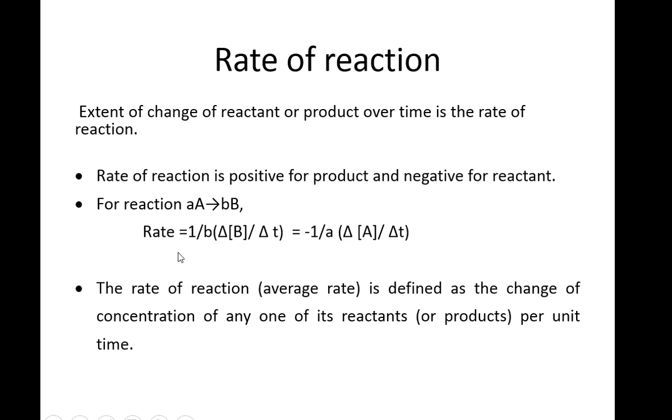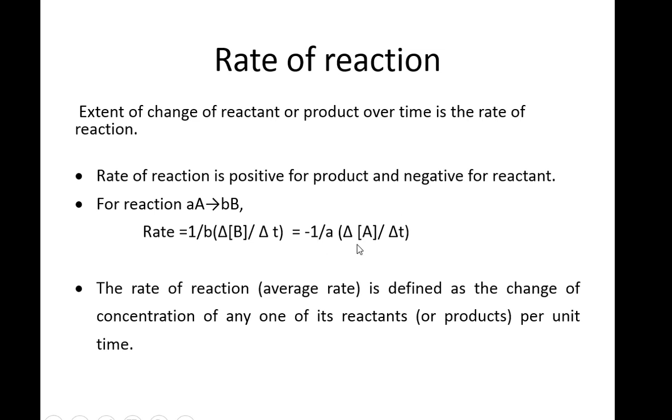So your rate can be defined as 1/b × ΔB/Δt, or it can also be expressed in terms of the reactants, that is −1/a × ΔA/Δt. When you observe these two relations closely, you will understand: when you express rate in terms of product, you have a positive sign, and when you express it in terms of reactant, you have a negative sign.